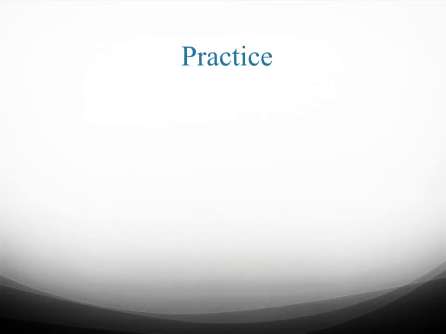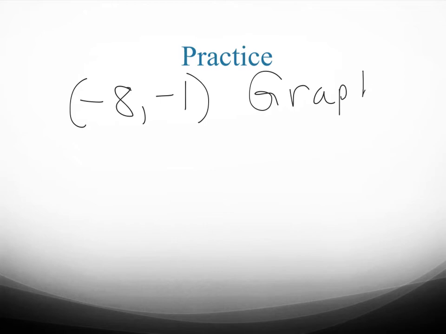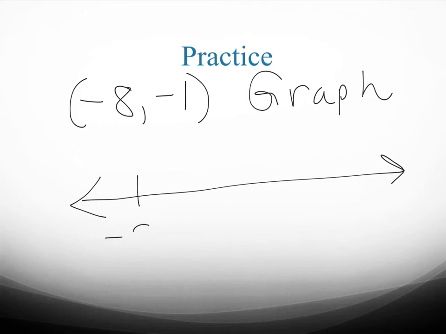I want to do a few examples with you, just like I would if we were sitting in class together. So what I'm going to do is write an interval. Let's suppose the interval we're given looks like this: parentheses, negative 8, comma, negative 1, with another parentheses. And let's suppose the directions say to graph that. So let's draw our number line. I'm going to have negative 8 all the way down here, negative 7, negative 6, negative 5, negative 4, negative 3, negative 2, negative 1 right there.